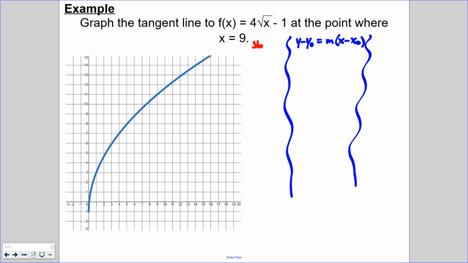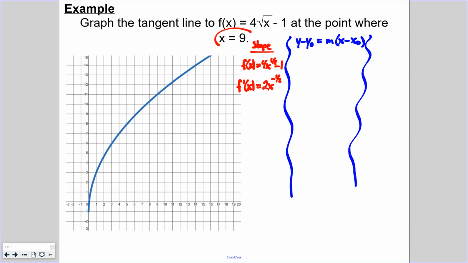And first off, we're going to find the slope. Now, unfortunately, in order to find the slope, we do have to get rid of the square root. So we can rewrite our function to be f of x is equal to 4x to the 1/2 minus 1. And now from here we can take the derivative, so f prime of x is going to be, let's see, 1/2 times 4 is 2, x to the negative 1/2 power, and the derivative of negative 1 is just 0. So therefore the derivative is 2x to the negative 1/2 power.